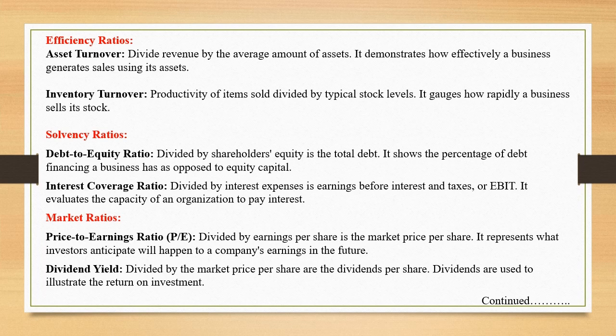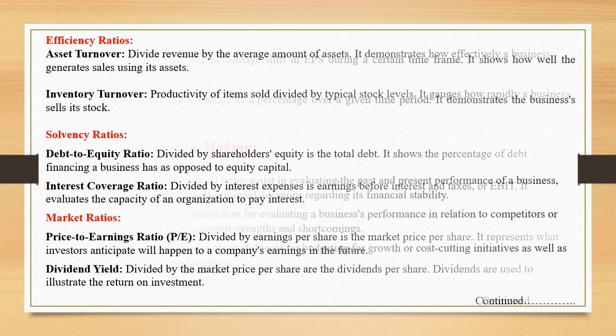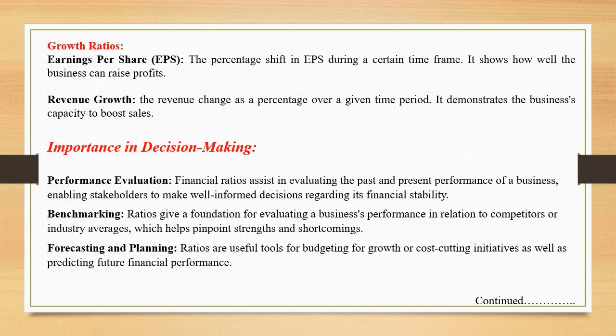Market ratios. Price-to-earnings ratio, PE: the market price per share divided by earnings per share. It represents what investors anticipate will happen to a company's earnings in the future. Dividend yield: the dividends per share divided by the market price per share. Growth ratios. Earnings per share, EPS: the percentage shift in EPS during a certain time frame. It shows how well the business can raise profits. Revenue growth: the revenue change as a percentage over a given time period. It demonstrates the business's capacity to boost sales.